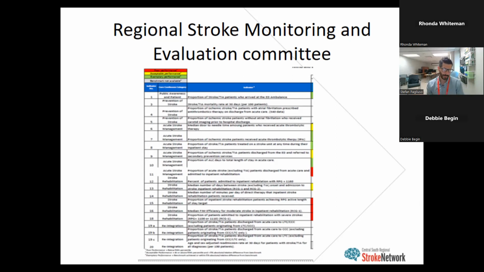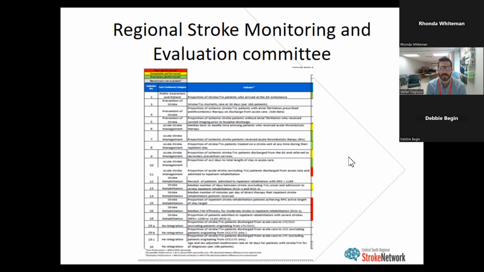This is such an incredibly important table to quality improvement and best practice implementation within our region, and it's all based upon excellent data. My apologies for the slide being small.